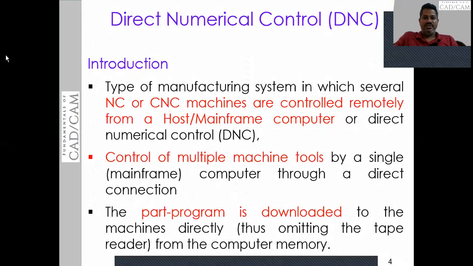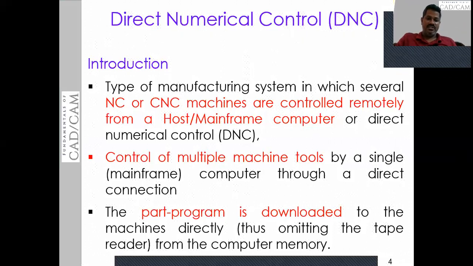Whereas in the case of CNC, as we have seen, if you have 10 NC missions, each mission has a dedicated computer. So all the part programs are stored in that computer, and the NC mission accesses the programs from that computer itself. The basic difference between CNC and DNC is that DNC has only one computer, as I said just now, to operate a number of missions.